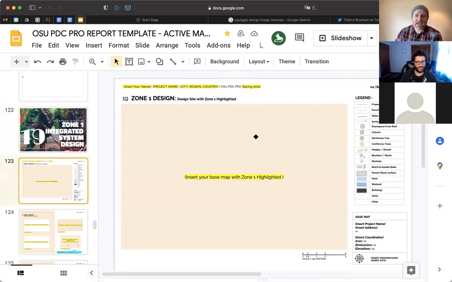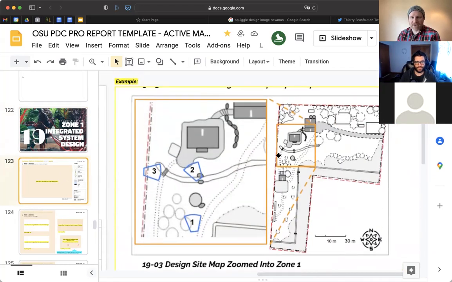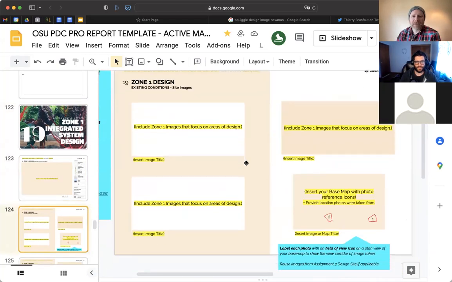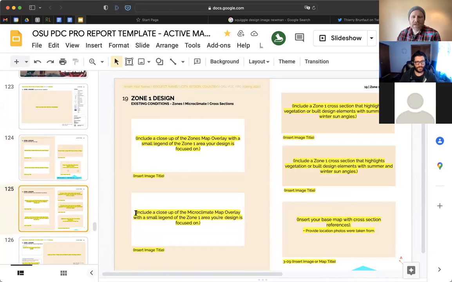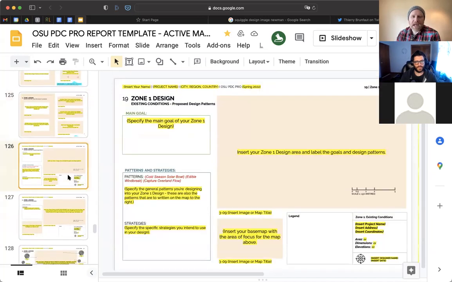So here's a design site with Zone 1 highlighted. So we've got our highlighted zone, which is great. It just shows us that area that we're focusing on, gives us that sense. Then we get into some different areas that we're going to focus on. So what are those areas? What is that focus? Some close-ups of the map overlays, showing things like microclimate or zones, maybe some cross sections there. And then similar to what we've seen in the plant design, we're going to basically make a goal and show the patterns and strategies.